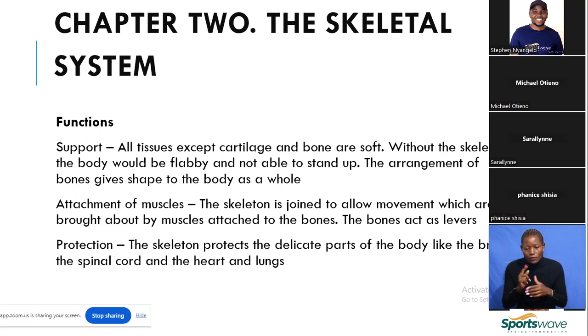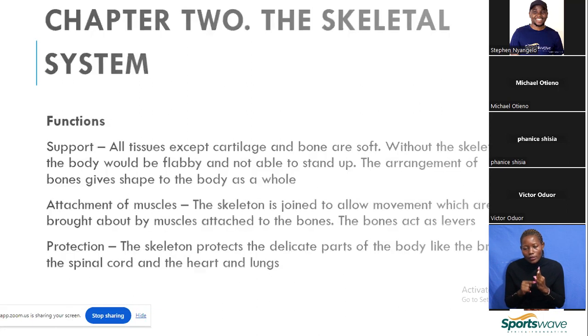Then there is the element of protection. There are delicate parts of the body like the brain, the spinal cord, the heart, and the lungs that need protection. And you will find that in the arrangement and classification of bones, there are particular bones that are there to provide movement, and there are particular bones that are there for protection and support. There are other functions of the skeleton, like production of red blood cells and storage of mineral salts and all that. But these, to me, were the three fundamental functions that I wanted to itemize.